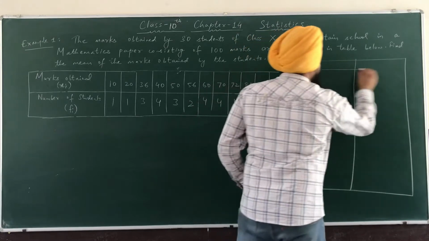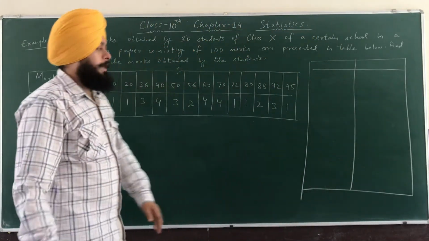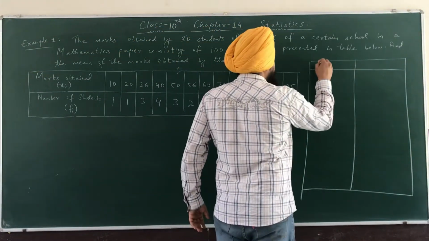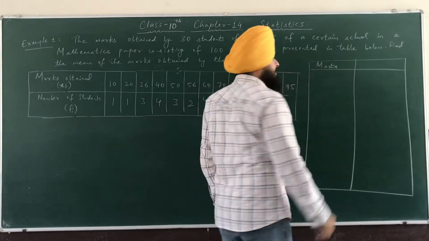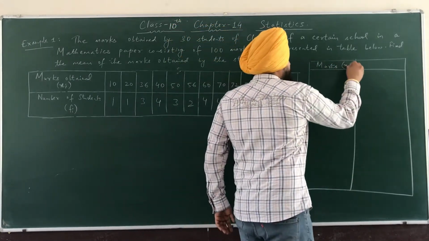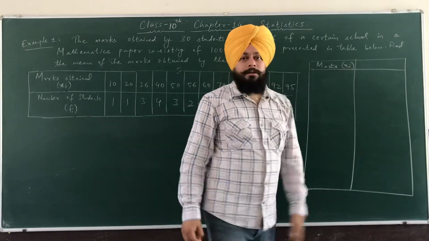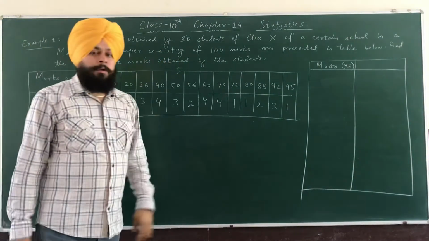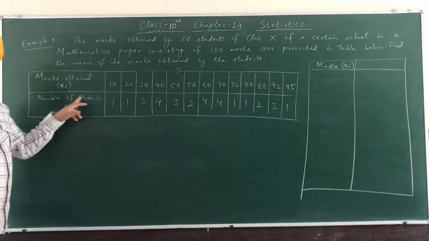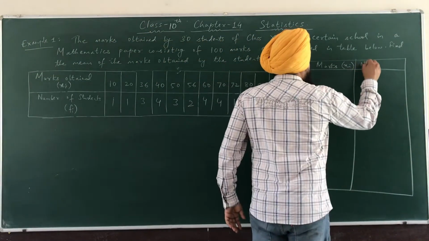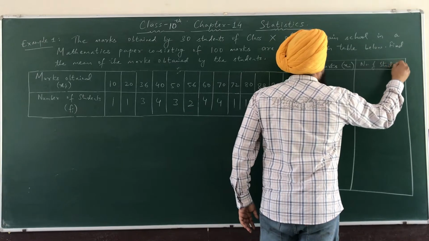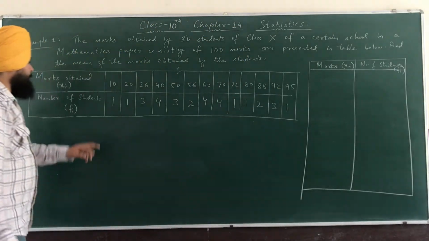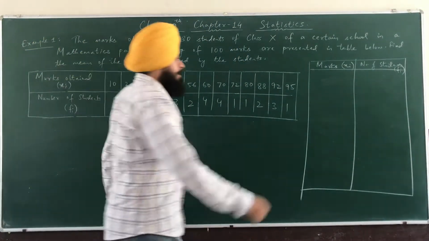in which we write the values in columns. Clear? We have to arrange the marks and number of students in the given columns. So in the first column you will write marks obtained, and put the sign xi here, because the marks obtained by a student are denoted as xi. In the second column we write the number of students, which is denoted as fi. Clear students? So the first marks obtained by a student is 10.